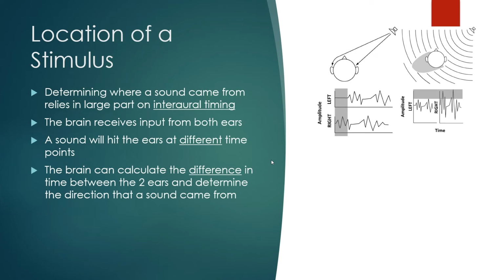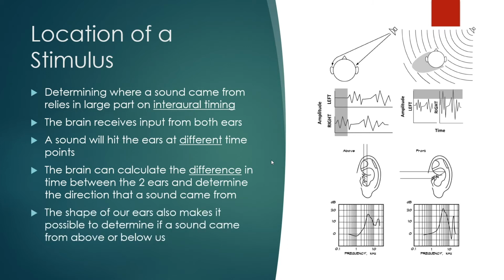That's incredible. I mean, that's like a millisecond difference for it to get to one ear to the other. We don't consciously perceive that, we're not aware of that, but somehow the brain is able to do this calculation and is able to locate, okay, the sound came from the right, the sound came from the left.